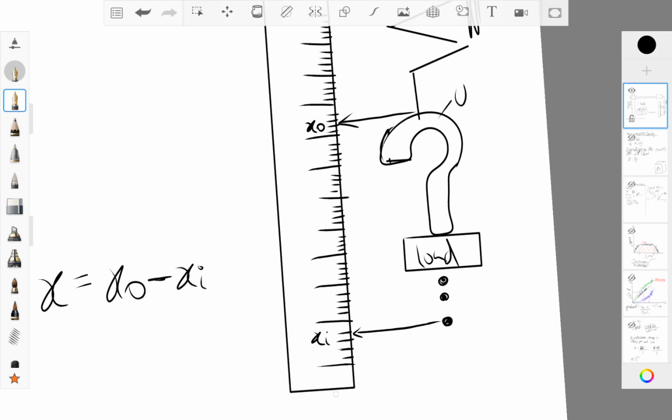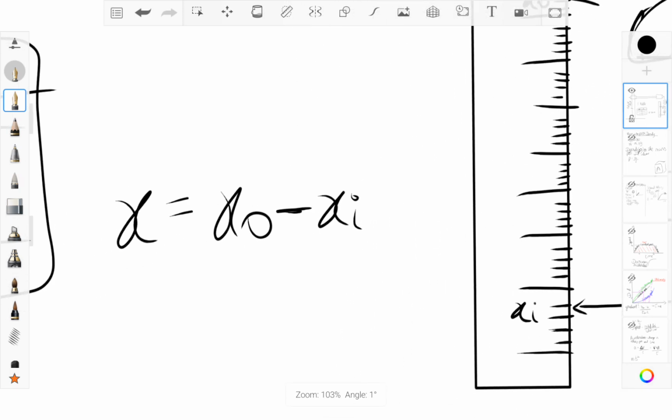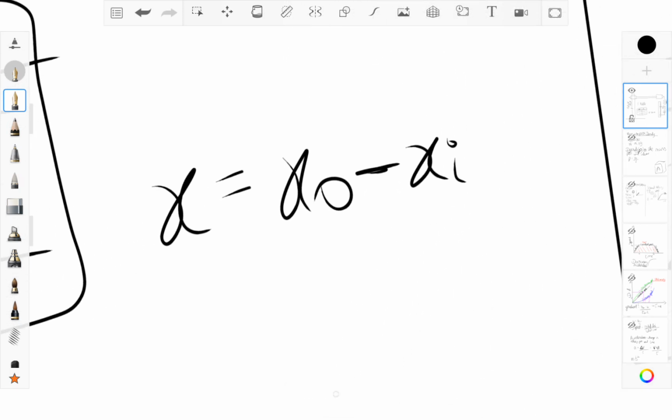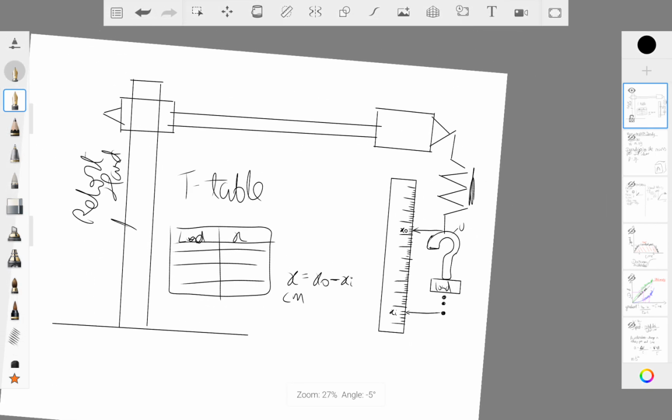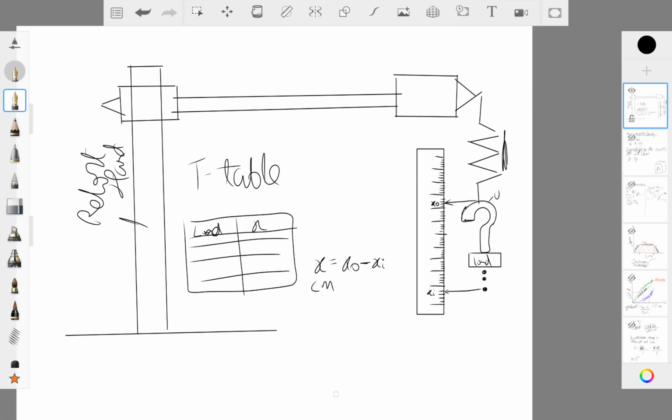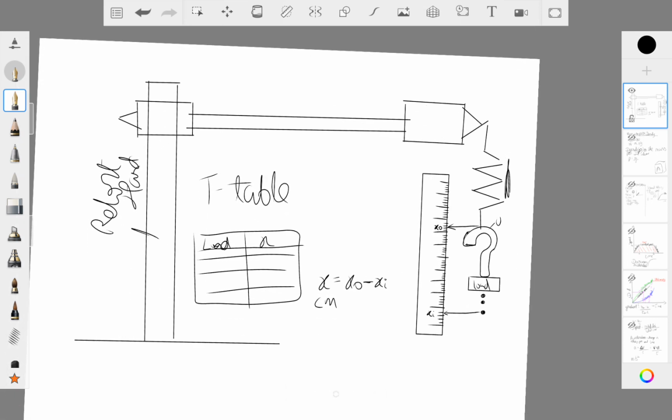Using this experiment, the extension value that you get will almost certainly be in centimeters, meaning that the values for your x-axis will also be in centimeters, and thus when you calculate the spring constant, you're going to get a value in newtons per centimeter, and that's something you need to know.